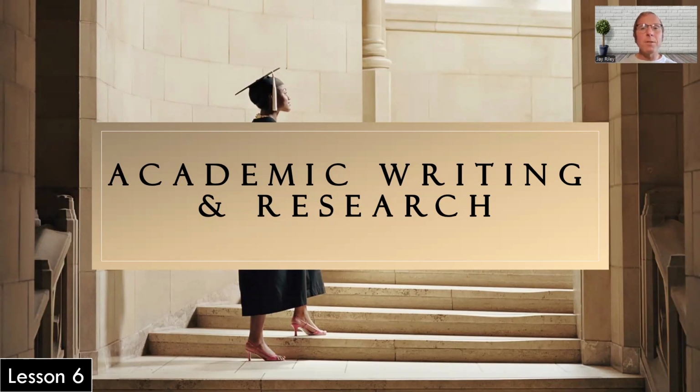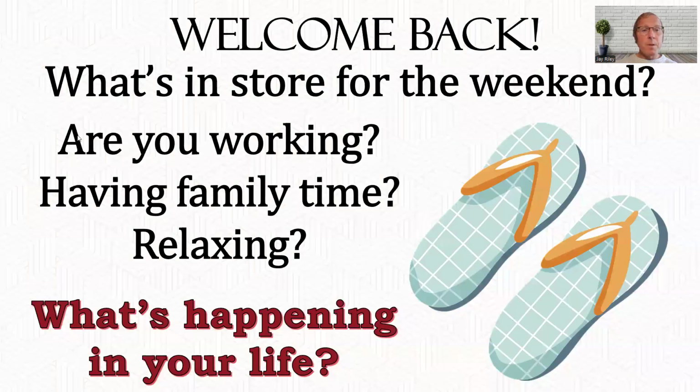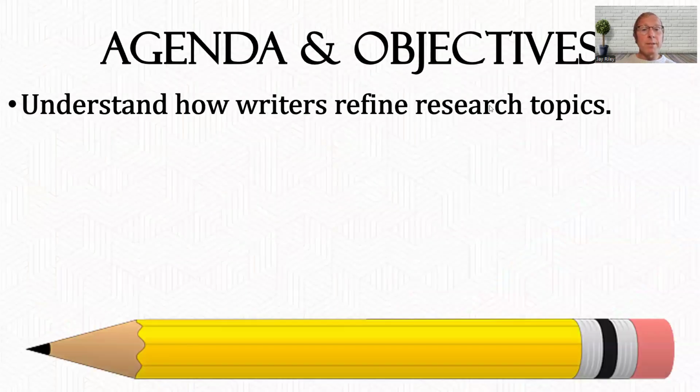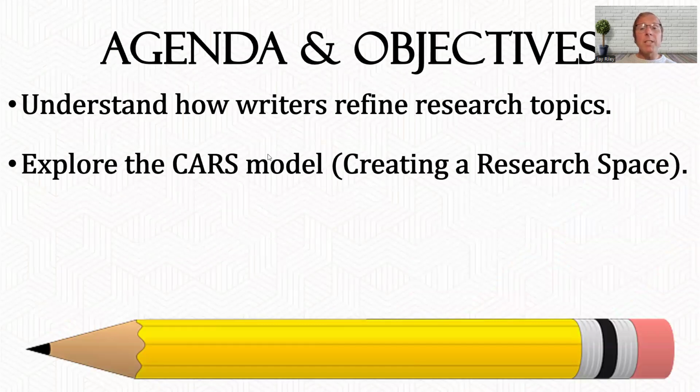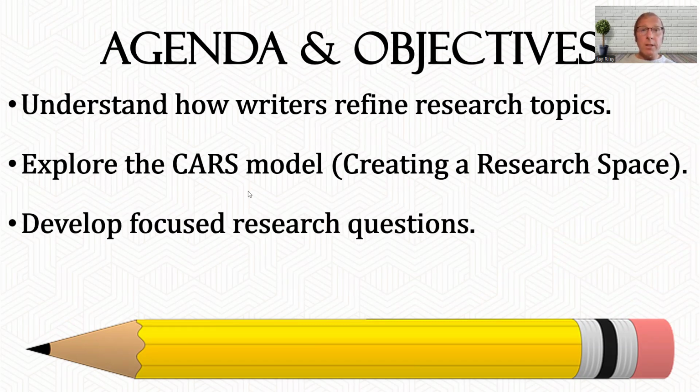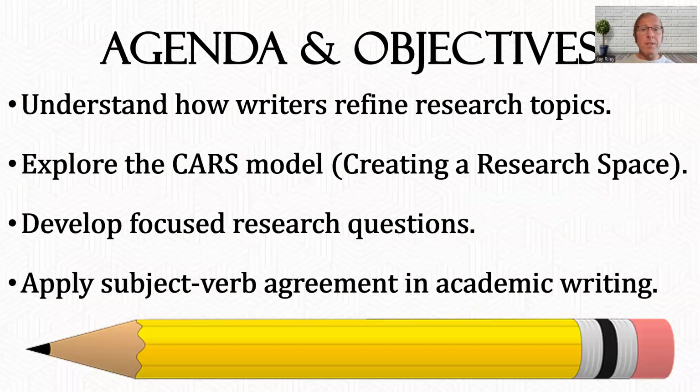Today, we're going to continue talking about narrowing our research topic, and we're going to talk about John Swales's Creating a Research Space Model. So, today, we're going to talk about how writers refine research topics, and we're going to explore the CARS model. In our next video, we're going to talk about focusing our research questions, and we're going to continue our skills work with subject-verb agreement.